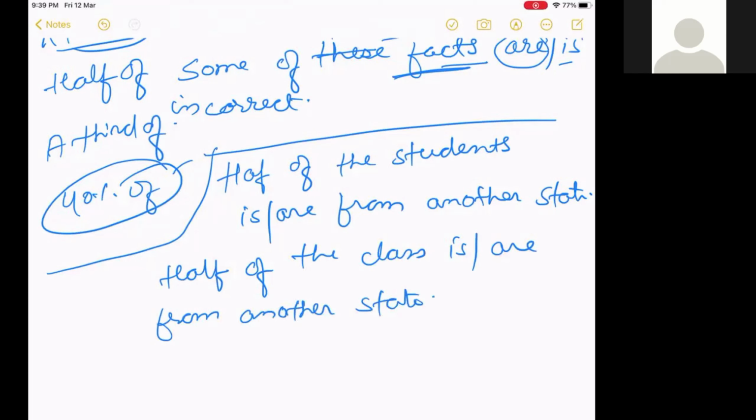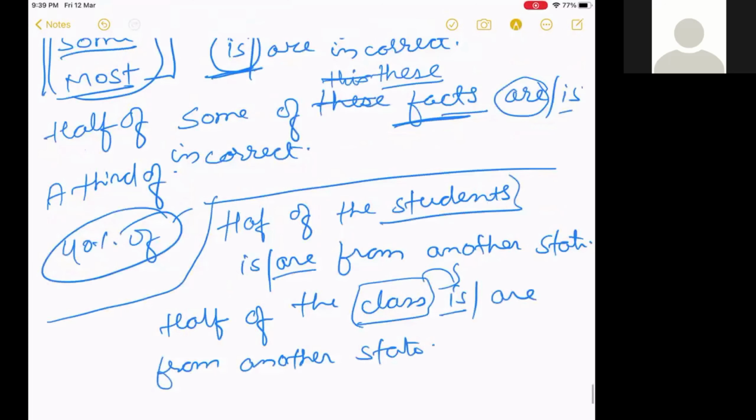So the first one will be are, and the second one will be is. Half of the students are from another state. Half of the class is from another state. Exactly. So same concept. Here we are talking about class, which is singular, and if we talk about students, students is plural.